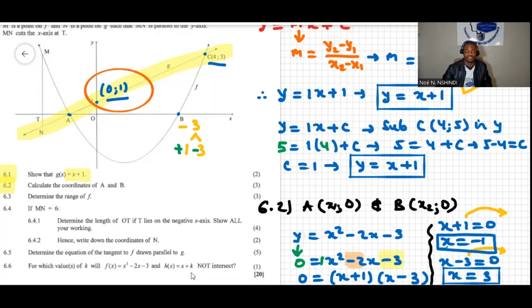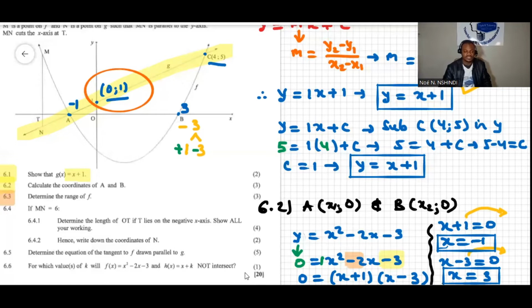Now, which one is A, which one is B? Obviously, A is -1, because you can see A lies on the second quadrant. So A is -1. And B lies on the positive side, on the first quadrant, and B here is 3.